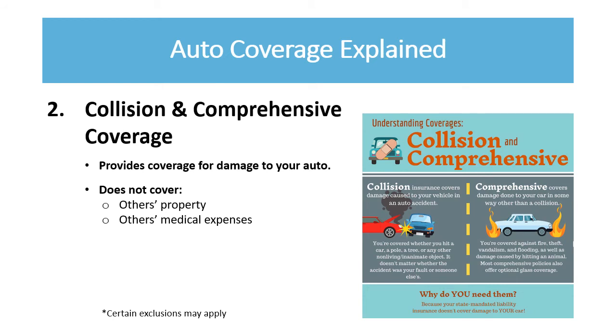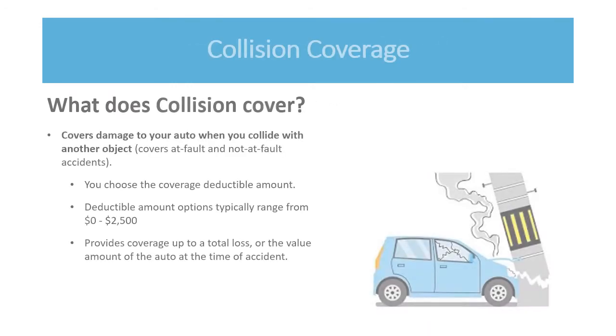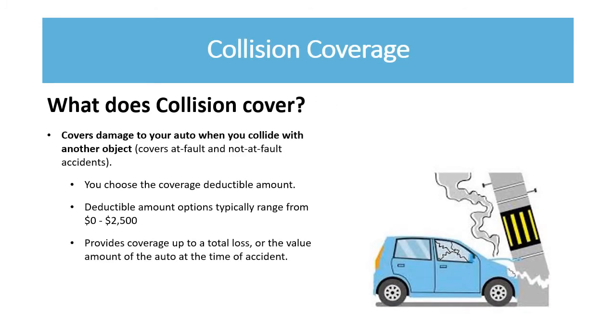The second main part of your auto coverage is collision and comprehensive. This coverage provides for damage to your auto only. Remember, others' auto and property are covered under liability. Collision coverage provides for damage to your auto when you collide with another object, whether it be an at-fault or not at-fault accident. You get to choose your deductible amount, and it provides coverage up to the actual value of the vehicle at the time of the accident.